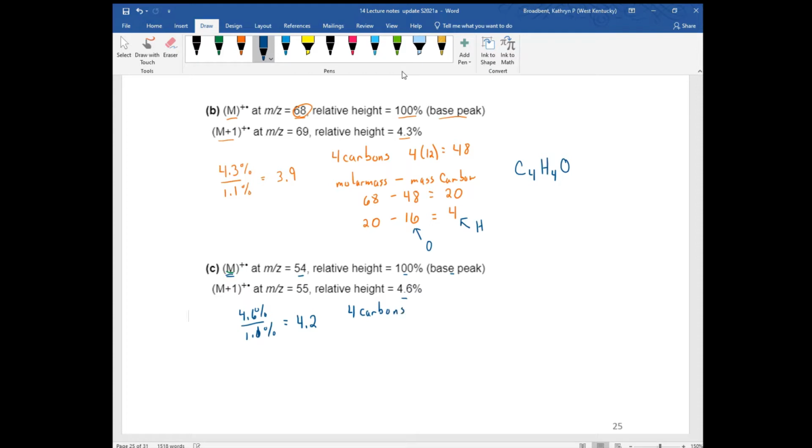And we're going to do basically the same thing. We've got a molar mass of 54. And we're going to subtract off the mass of the 4 carbons. And that's going to give us only 6 left. And so this will be hydrogens. So our formula will be 4 carbons and 6 hydrogens.